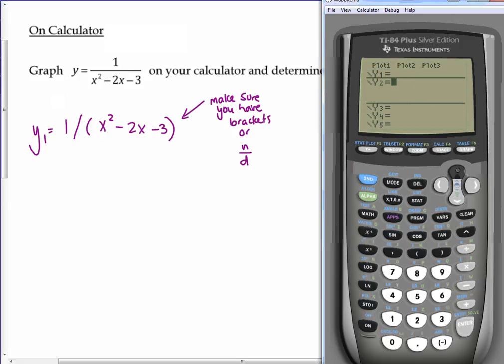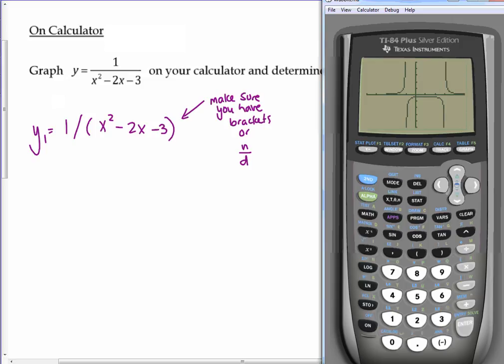Do you remember how to get numerator over denominator? Alpha y equals. Alpha, and then number 1. So go alpha y equals. Then x squared minus 2x minus 3. Okay? Yes, yours does that. Okay, graph your function.